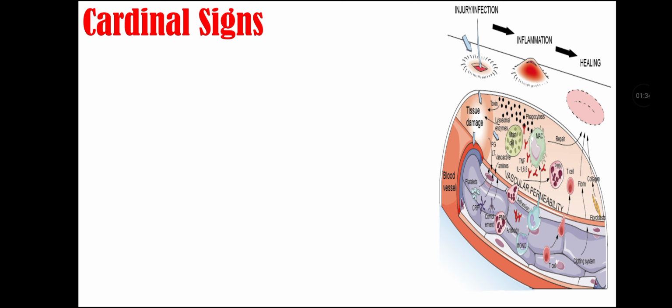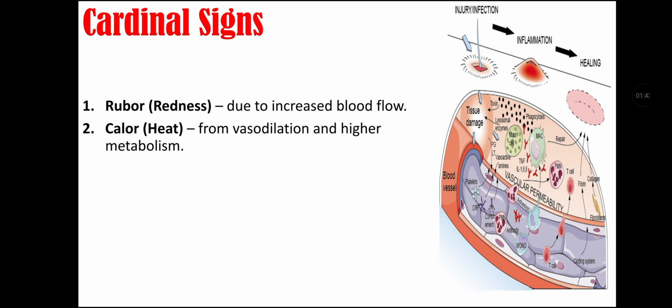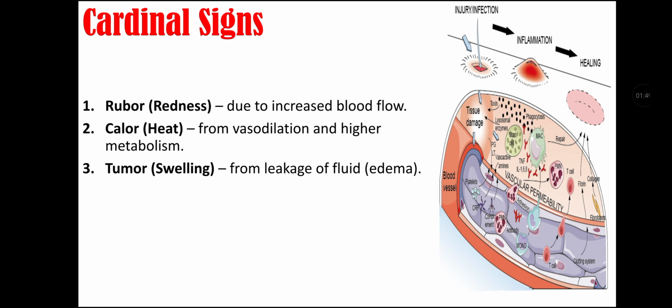Cardinal signs of acute inflammation. First is rubor, that is also called as redness, and it is due to increased blood flow. Second cardinal sign is calor, that is also called as heat, that is from vasodilation and higher metabolism. Third cardinal sign of acute inflammation is tumor, that is also called as swelling, that is from leakage of fluid, and it is also called as edema.